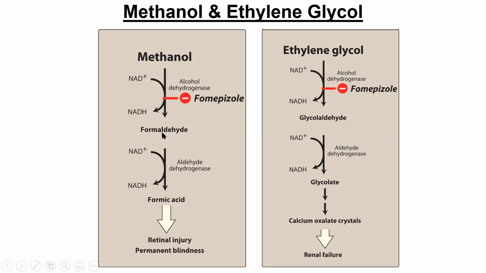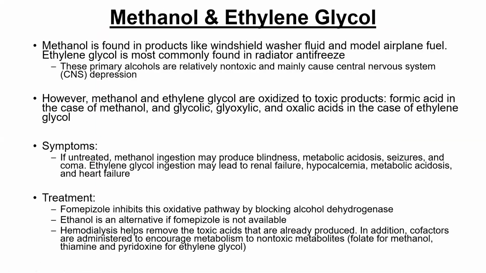So if you inhibit this conversion, methanol is not going to form formic acid, and you wouldn't experience injury like retinal injury or permanent blindness. So that's how we treat methanol poisoning. Same with ethylene glycol. If you inhibit alcohol dehydrogenase, it's not going to be converted to glycoaldehyde or all the way down to calcium oxalate. So you're blocking the first step itself, and with that blockade, you prevent the formation of the metabolite that actually has the toxic effect. This is about methanol and ethylene glycol toxicity.